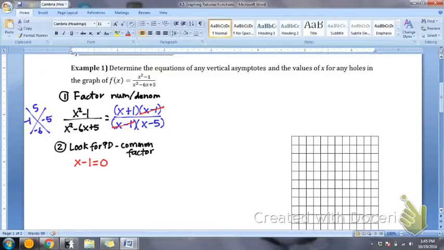And I'll explain why in just a minute. So we get x to be what? 1. This is my point of discontinuity at x equals 1.